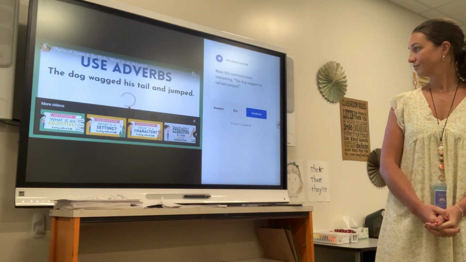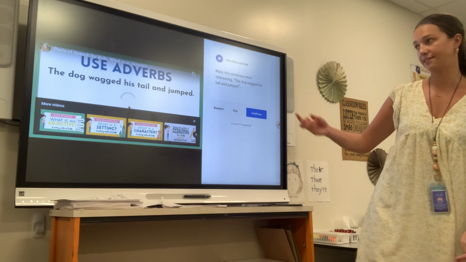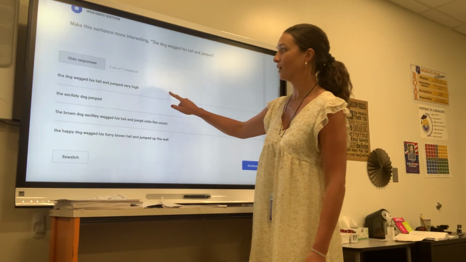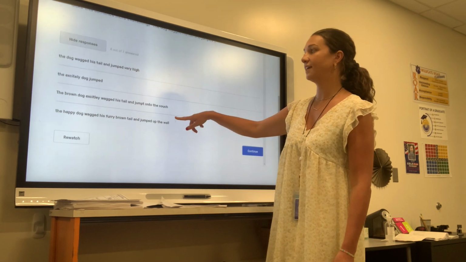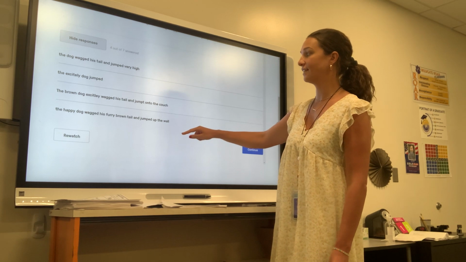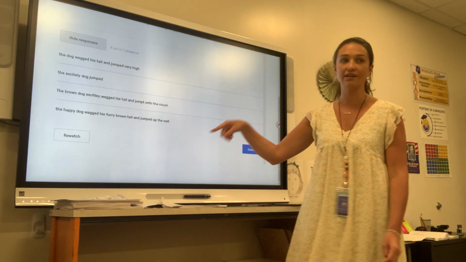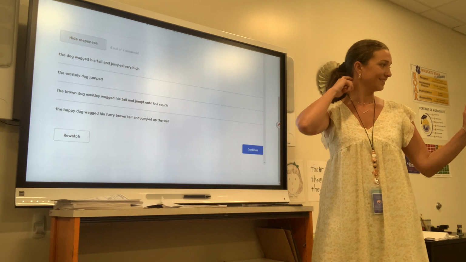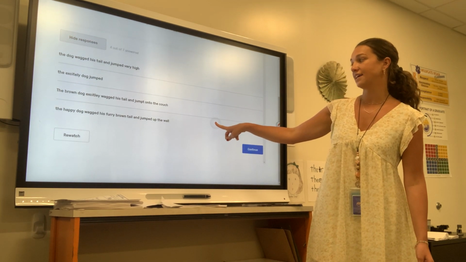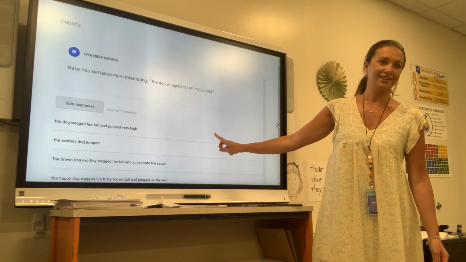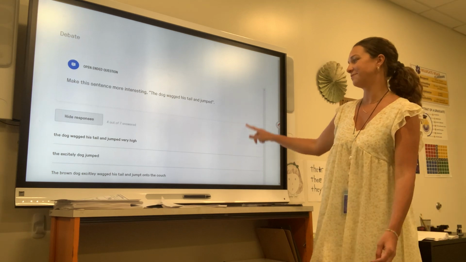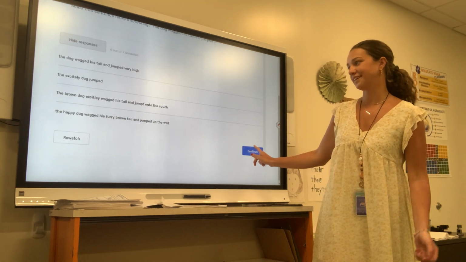And then you have to add adverbs in this sentence. Let's see what you guys said. It's okay if you didn't finish. The dog wagged his tail and jumped very high. The brown dog excitedly wagged his tail and jumped onto the couch. That one's good. The happy dog wagged his furry brown tail and jumped up the wall. Okay, you guys are just adding details. You're not adding adverbs. Nadora, yours was good.